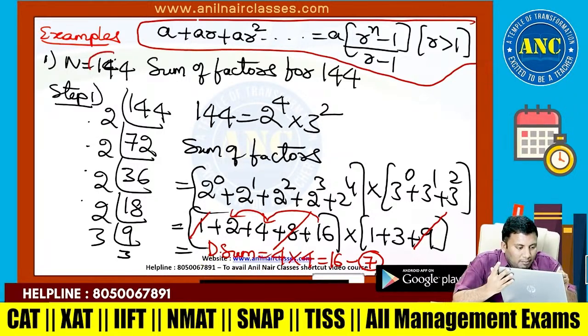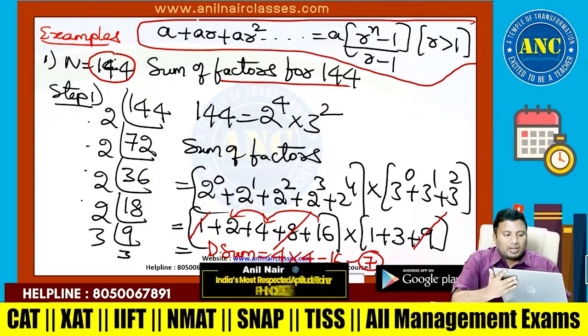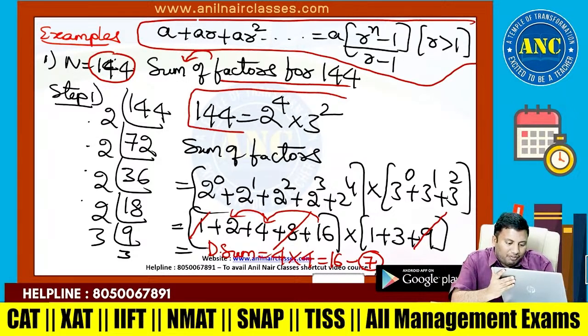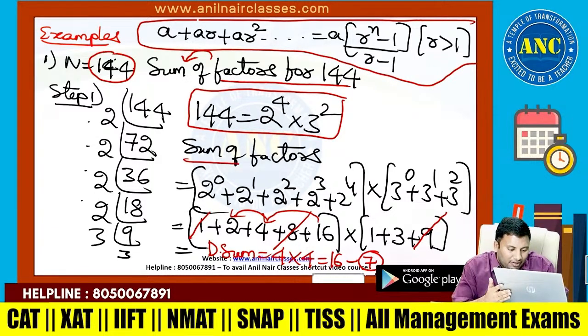Example 1. There is a number that is given. He is asking, find the factors for that number. Then he is asking, find the sum of the factors. What is step number 1? Write the number as a power of prime basis. 144 is 2 power 4 into 3 square. Sum of the factors: from 0 to 4 you have to write. 2 power 0, 2 power 1, 2 square, 2 cube, 2 power 4. 3 power 0, 3 power 1, 3 power 2.